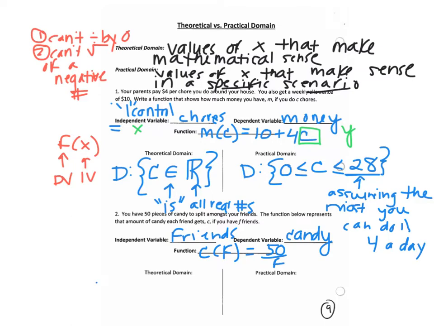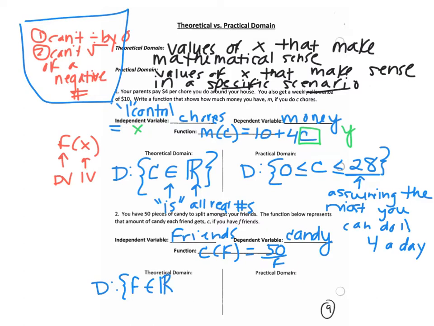So theoretically, what numbers can go in for F? Well, am I going to be breaking any of my math rules? If I'm going to break any of these rules, then I have to exclude that value of F. So if F was 0, I would end up dividing by 0. So F can be anything. We're going to use the same statement as before. F can be anything, except this time, F cannot be 0. When F is 0, we end up dividing by 0, which is not okay.